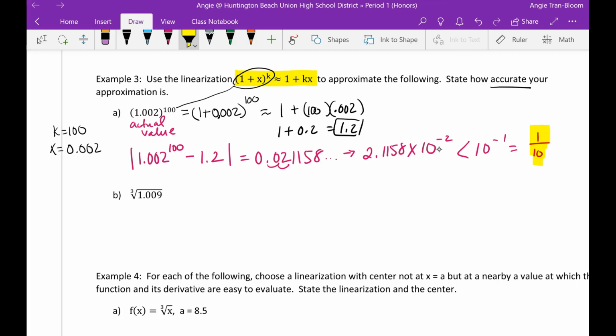And as you can see, the approximation is so much easier to do. I don't even have to use my calculator. That's why we use calculus, because oftentimes the difference is so small it's not significant, and it's just easier to use calculus to find them. All right, let's do this one.